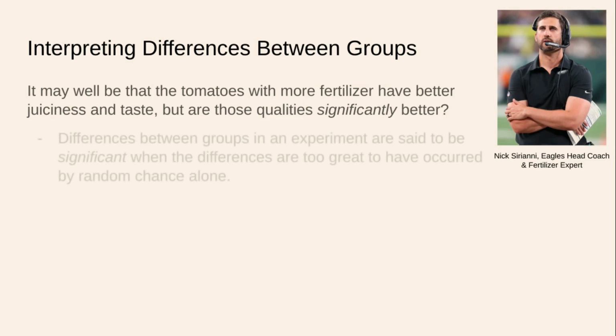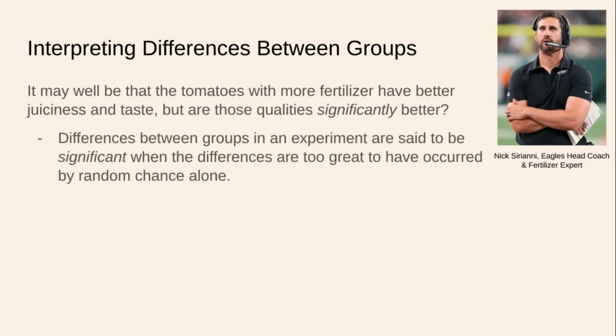So significantly better. Differences between groups in an experiment are said to be significant when the differences are so great that they could not have occurred randomly by chance alone. So if the tomatoes are significantly better, they are so much better than without the fertilizer that we didn't just get lucky and get the best tomatoes ever by accident. The difference is significant when differences between the control and treatment groups in this case are so great that they could not have occurred randomly by chance.